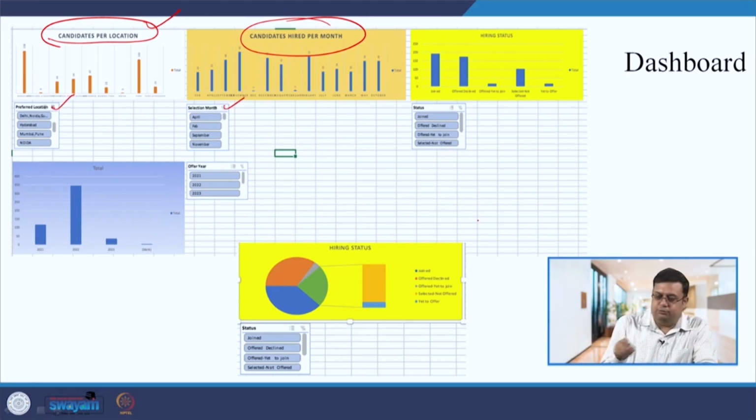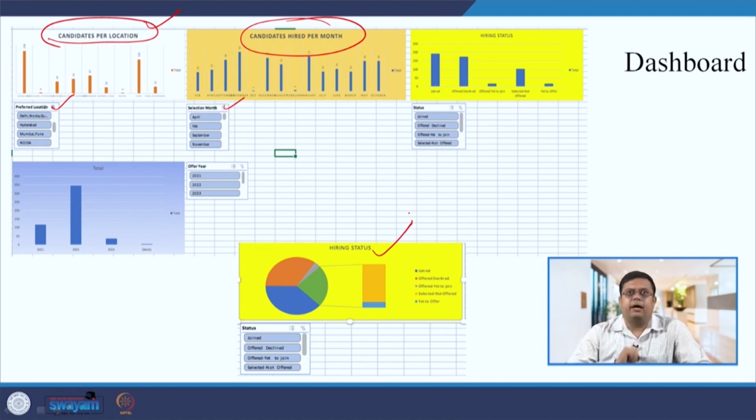So such a dashboard you can prepare through Excel also, right? And the hiring status is presented through a pie chart, and also through a bar graph. Here you can see the hiring status presented through a pie chart and through a bar graph also, right? That's why I am saying it is up to the manager which type of graph suits you and which type of graph you believe is going to present the data better in your context. So you select that particular type of graph.